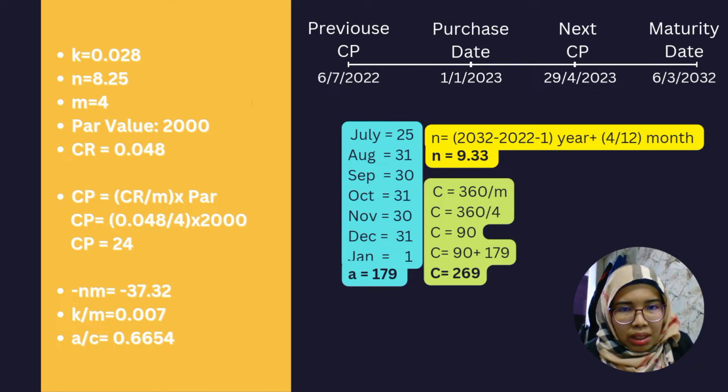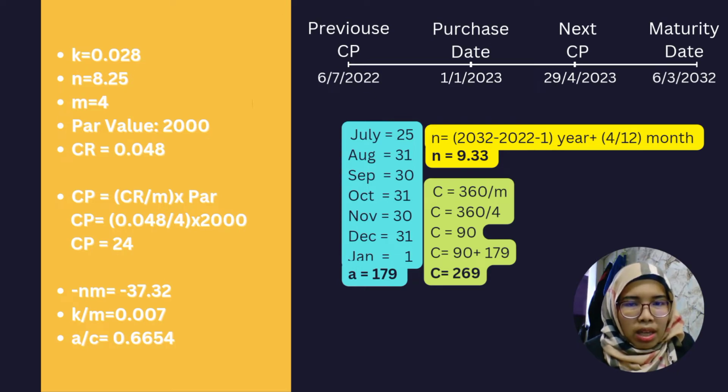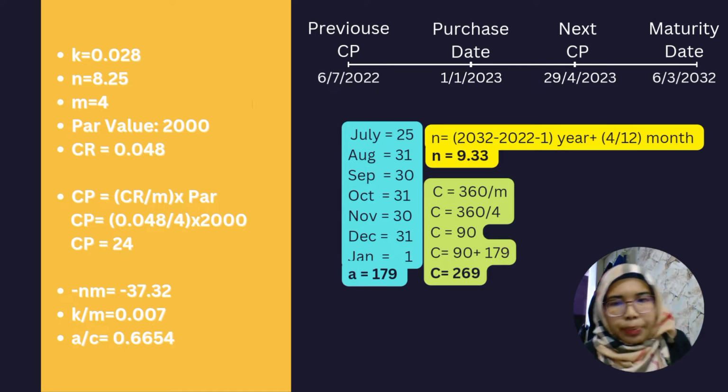So 2032 minus 2022 minus 1, because it's not fully 10 years. And then for the balance of months, from March to July, we have 4 months. So 4, we need to divide by 12, so we got 0.33. So 9 plus 0.33, we got 9.33. So N is 9.33. M, we got 4.